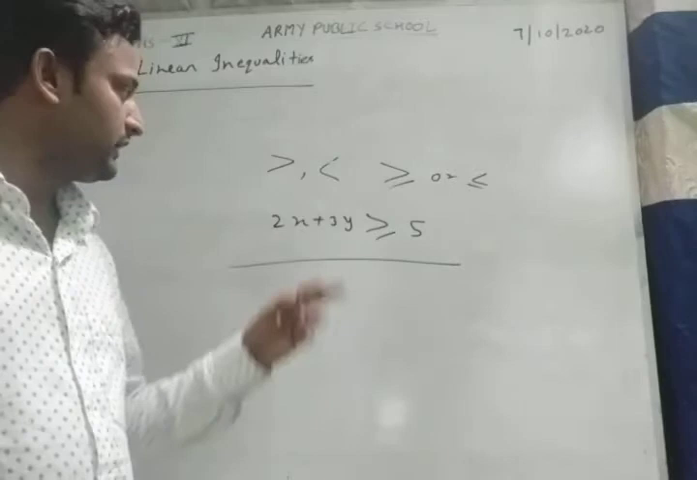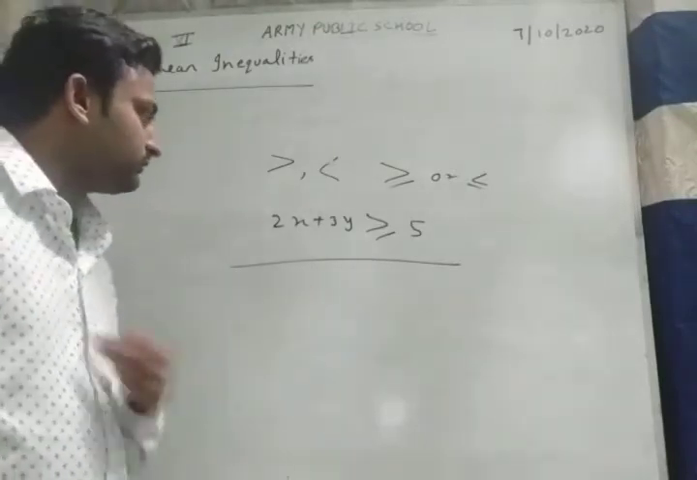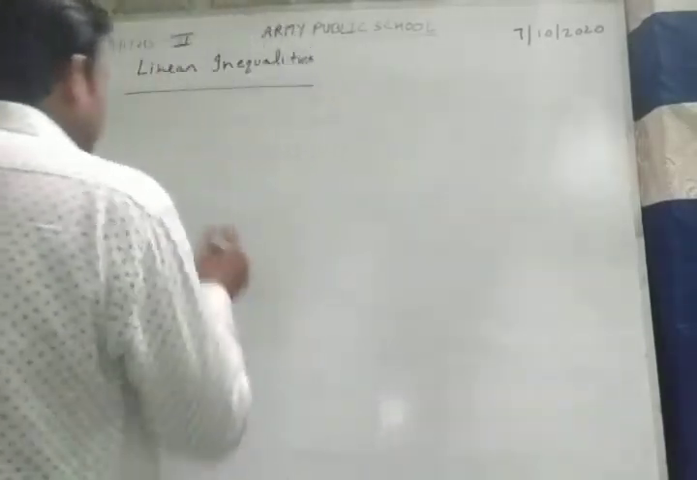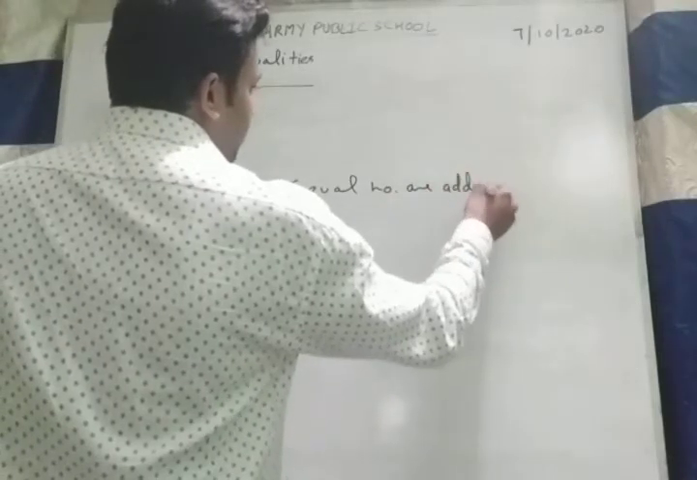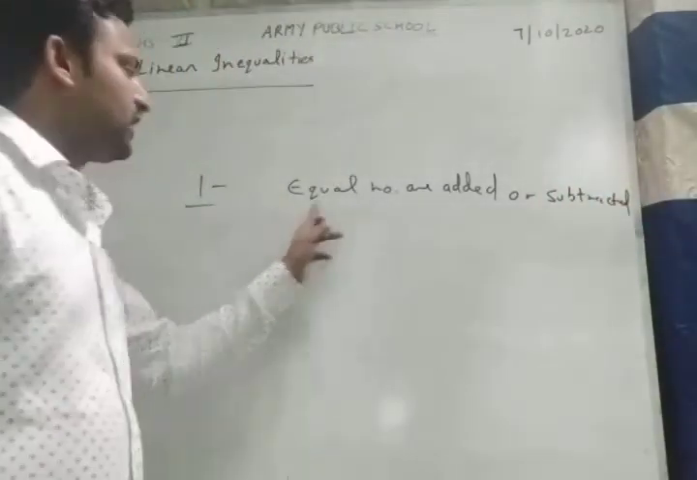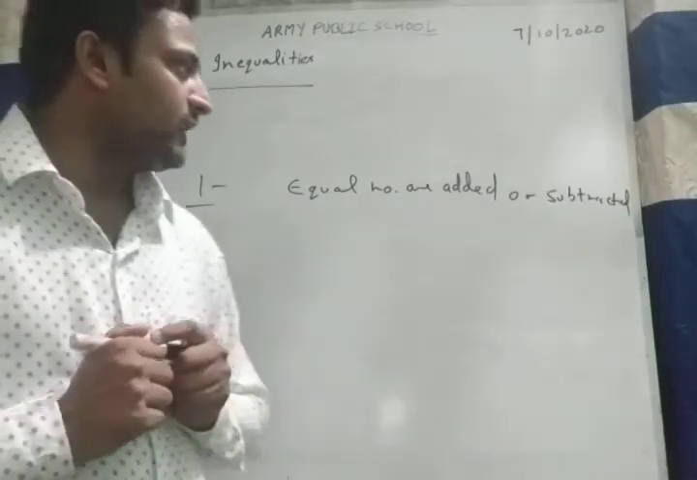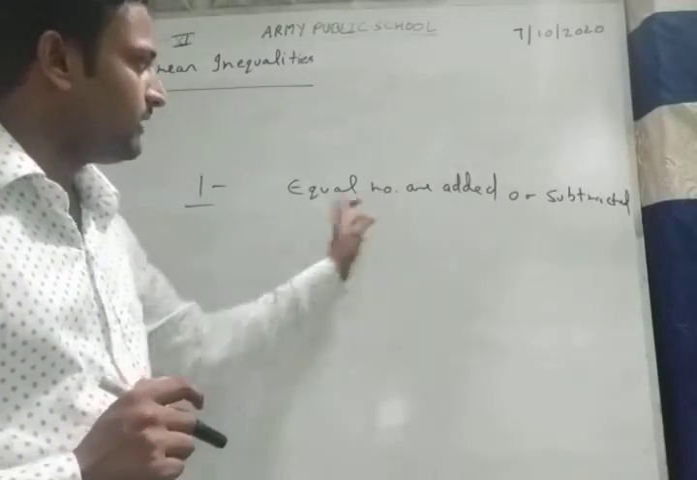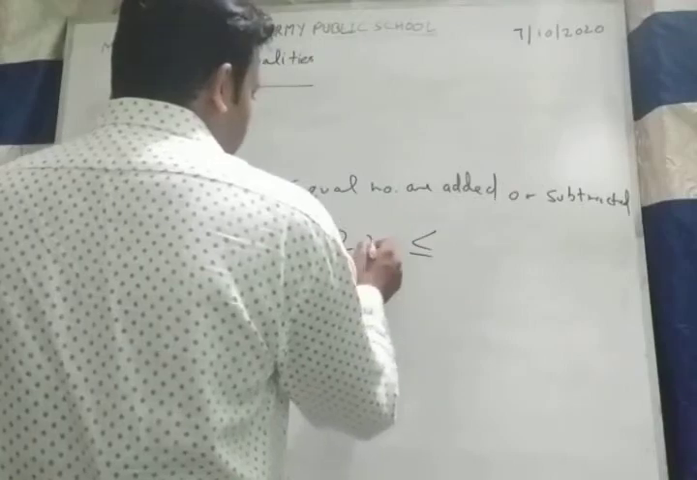If the power of the inequality is 2, then it is called quadratic inequality. There are two rules which we have to discuss to solve inequalities. First rule: if equal numbers are added or subtracted to both sides of the inequality, then the sign of the inequality is not changed.